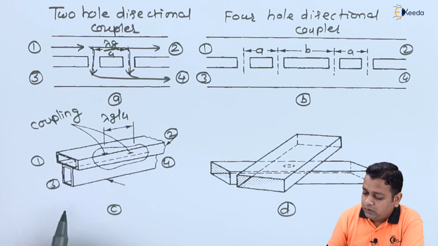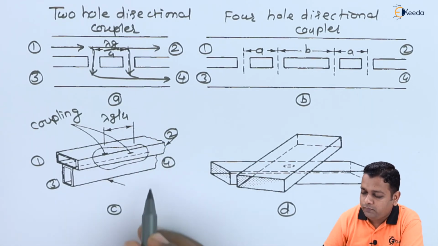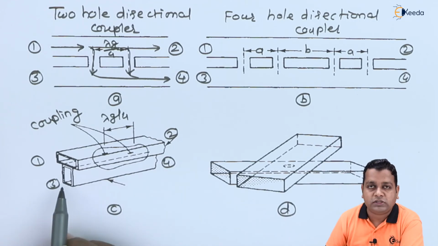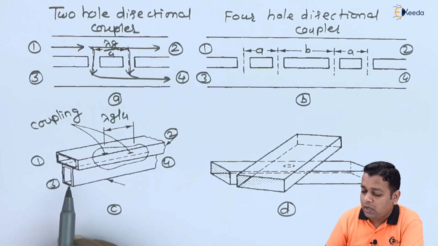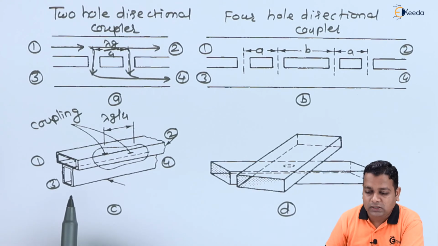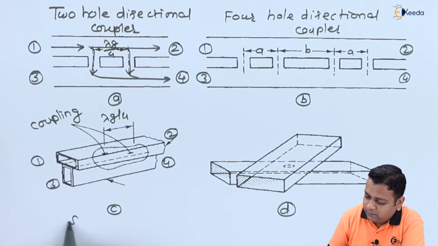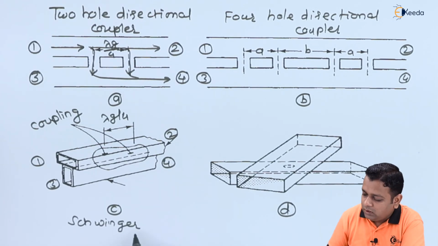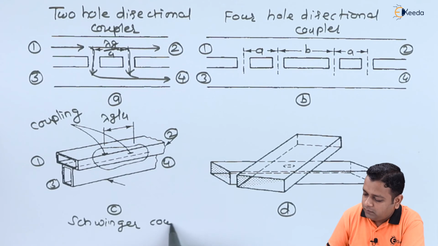Now this type of directional coupler has a different orientation, a transverse orientation for the primary and that of the secondary, and is called a Schwinger directional coupler, or simply a Schwinger coupler.